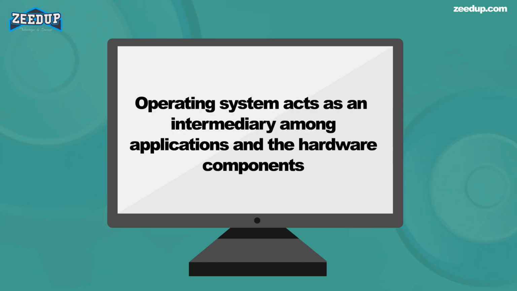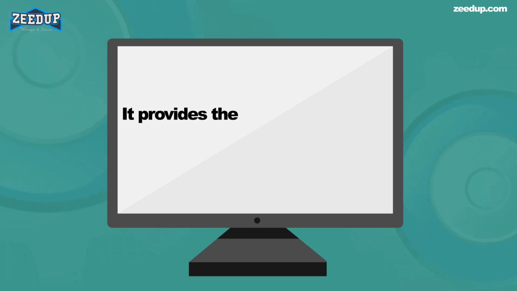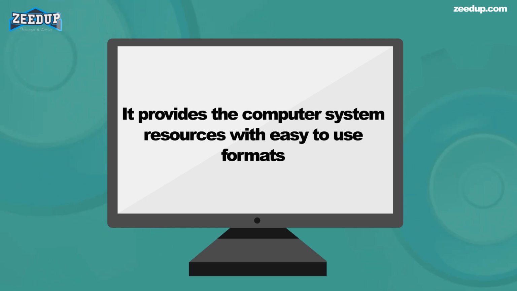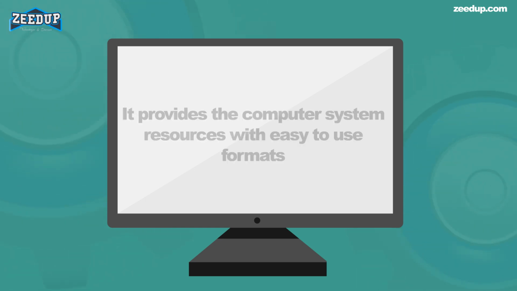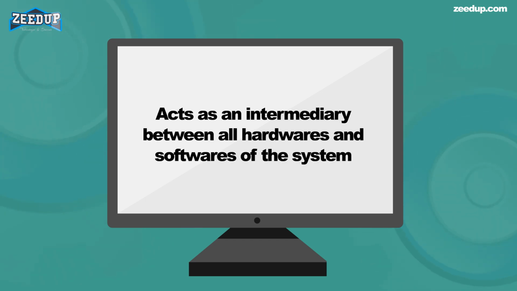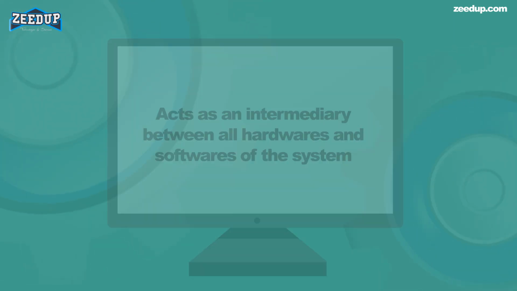The operating system acts as an intermediary between applications and the hardware components. It provides the computer system resources in an easy-to-use format. Acts as an intermediary between all hardware and software of the system.